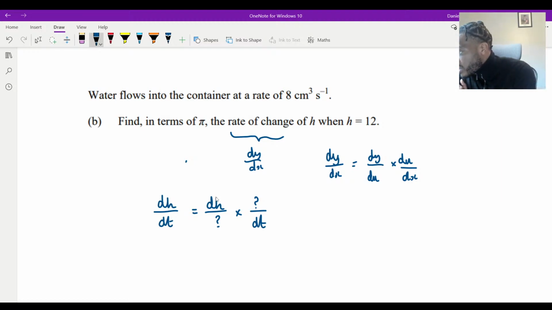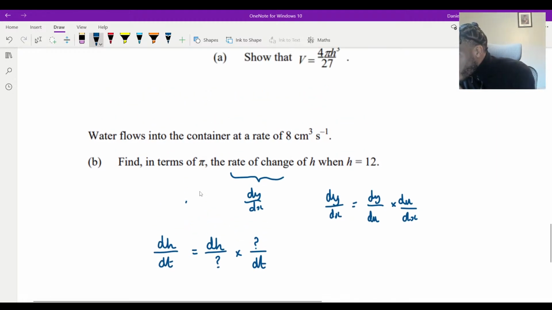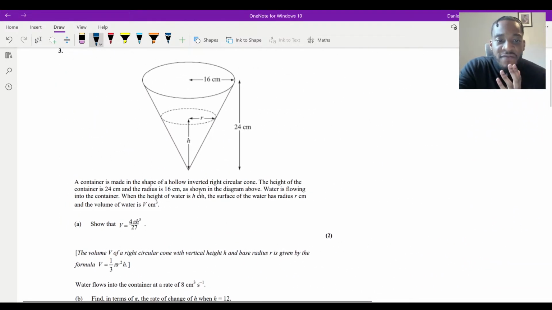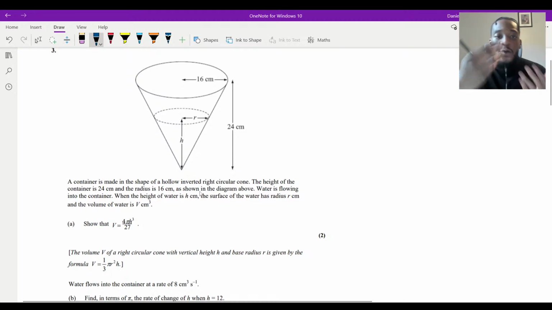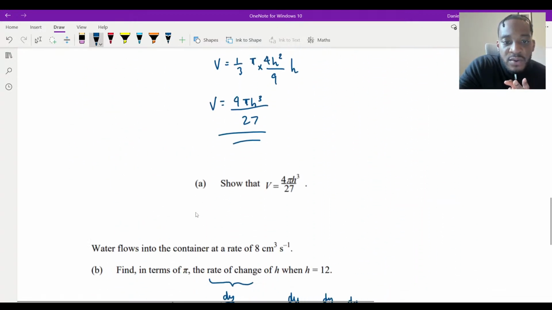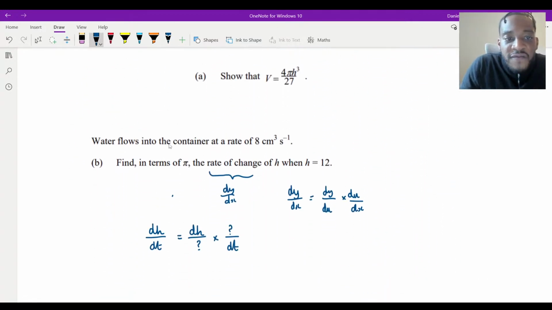And with these types of questions, it's always the same. We're dealing with a cone or a cylinder. It's volume. And if you're not sure, always look at the units of measurement. They've told you that water flows into the tank at a rate of 8 centimeters cubed per second. Look at the units of measurement. This is a cubic measurement. That's a volume, per second. That's time. Remember, that's centimeters cubed over s. This is going to be dv by dt.